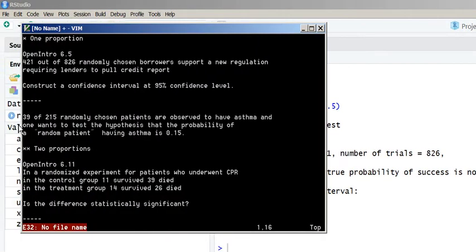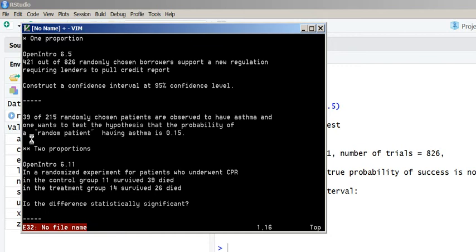So let's look at another example. 39 of 250 randomly chosen patients are observed to have asthma, and one wants to test the hypothesis that the probability of a random patient having asthma is 0.15. Okay. So they're randomly chosen, so randomness is there, independence is assumed.